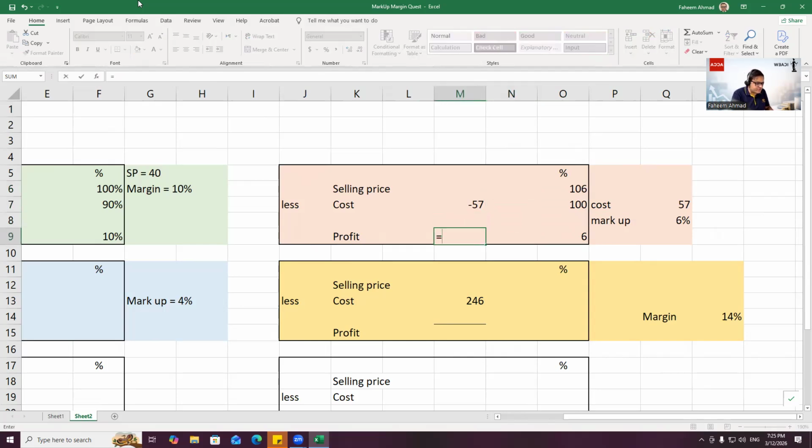So I can calculate profit. I will take 57 times 6%. That gives me 3.42. I can simply work backwards and calculate my selling price, that is 60.42. Now let's try another example.